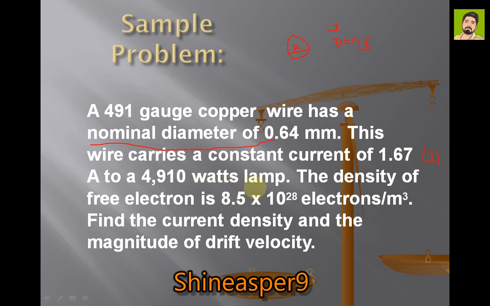The constant current goes to a 4910 watt lamp, that is your power. The density of free electrons is 8.5 into 10 to the power 28 electrons per meter cube. Find the current density J and the magnitude of the drift velocity. You have to find out the current density and the magnitude of drift velocity.